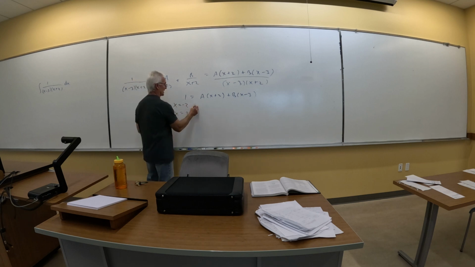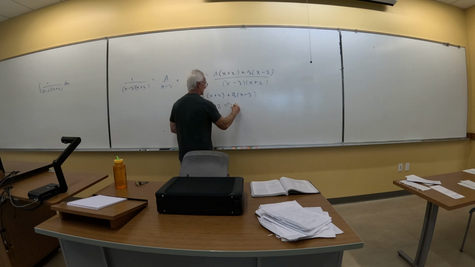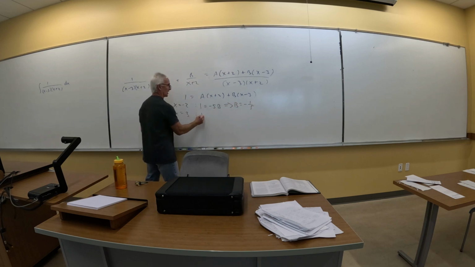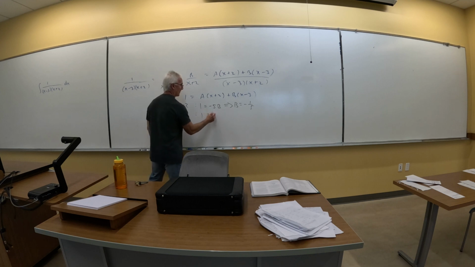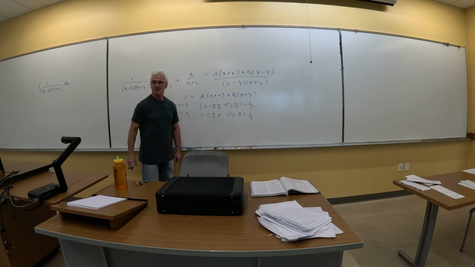Okay, if I choose -2, then the left side is 1, and the right side is -5B, which means that B equals -1/5. If I choose 3, then the left side is 1, and the right side is 5A, which means that A is 1/5. That's it. That's what I do.